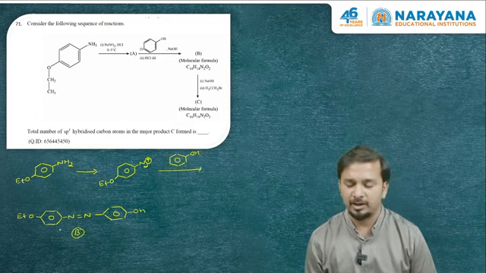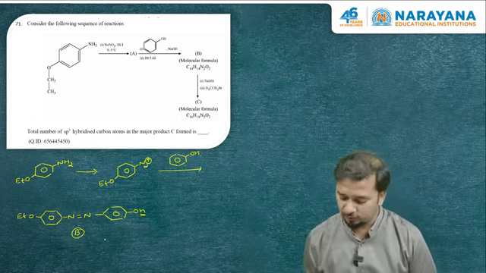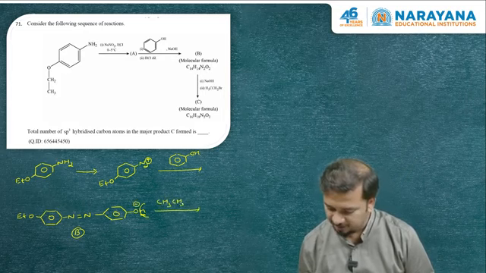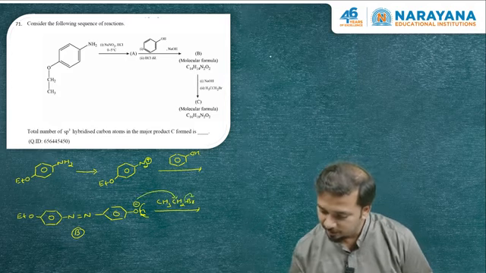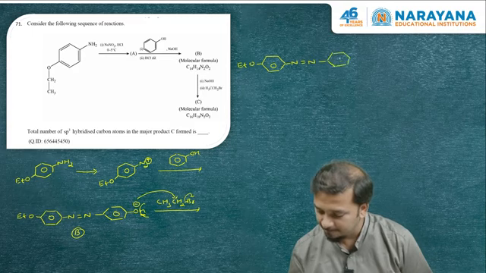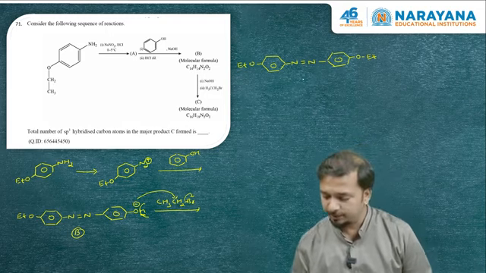This compound is treated with NaOH. So we know NaOH is a base which will extract this acidic hydrogen, and then it is treated with CH3CH2Br. So first an anion will be formed and this anion will react with CH3CH2Br. So SN2 reaction will take place, the leaving group will depart, and it will be converted to OEt, double bond N, O and again Et. So this is compound C.